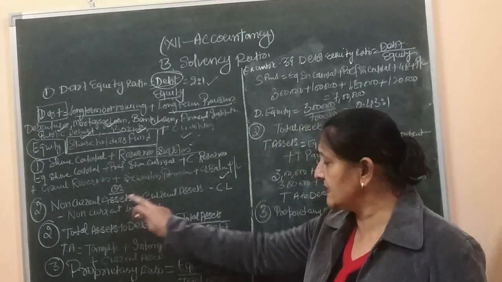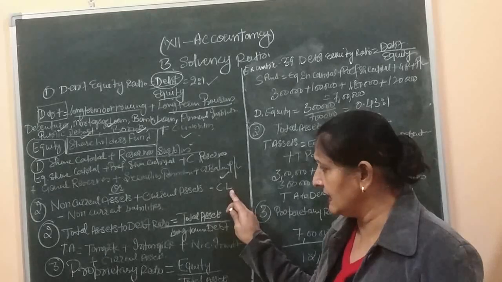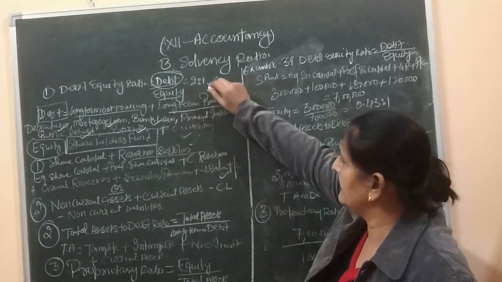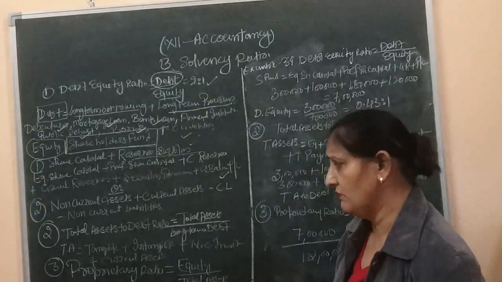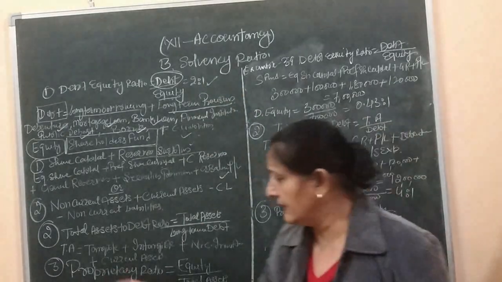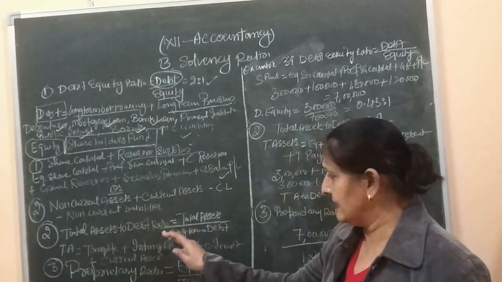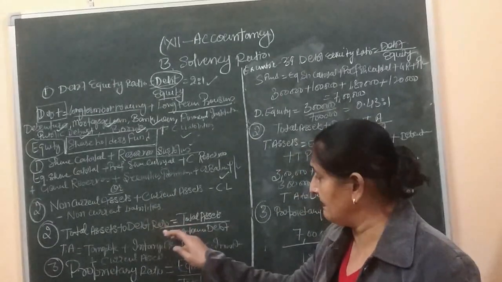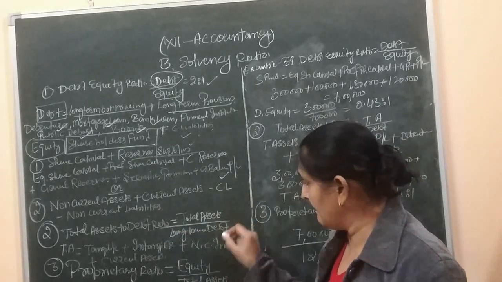Non-current assets plus current assets minus current liability minus non-current liability, and the ideal debt equity ratio is 2:1. Now the second ratio, that is total assets to debt ratio, and the formula to find out the total assets to debt ratio is total assets upon long term debts.